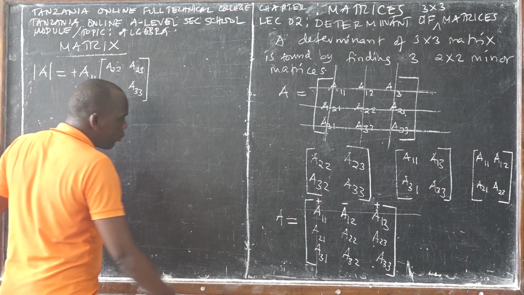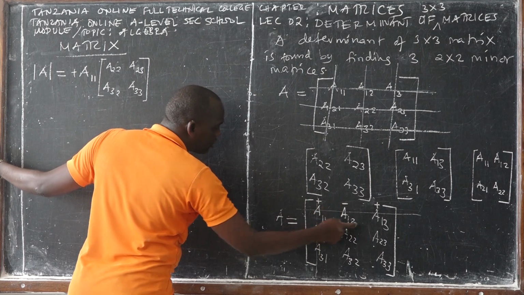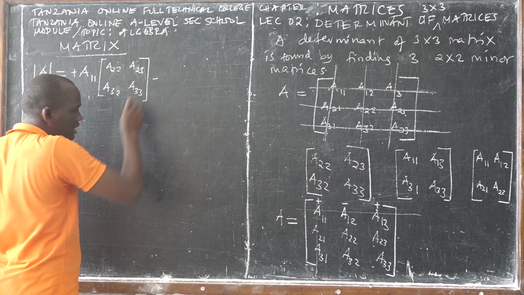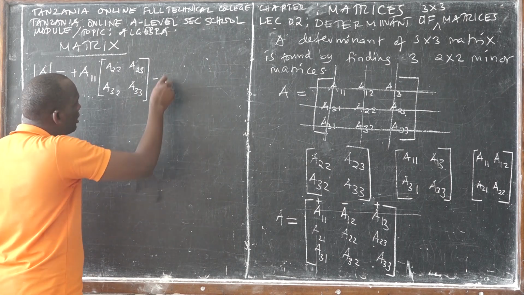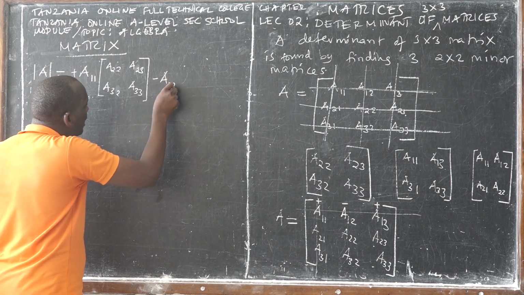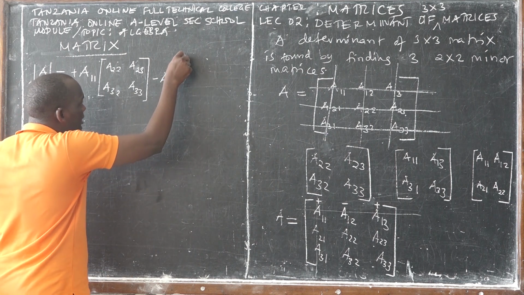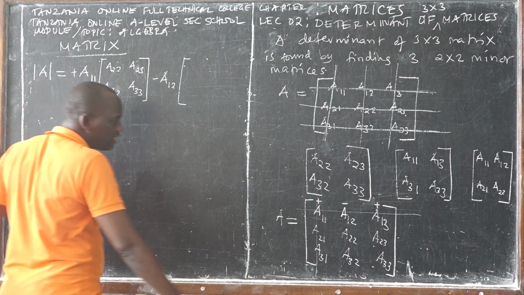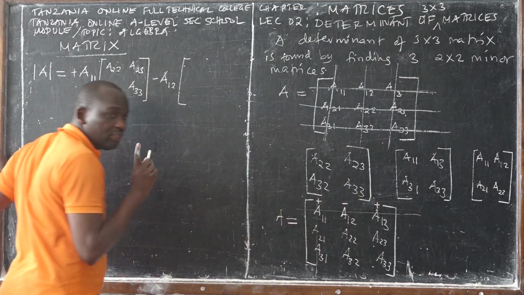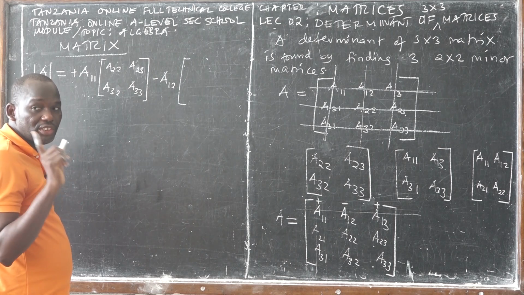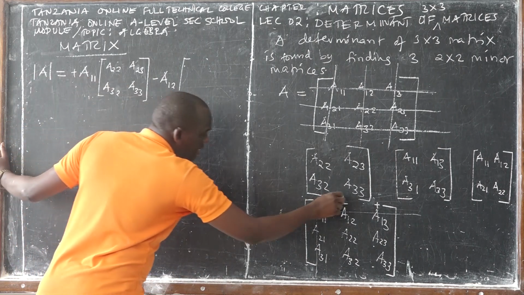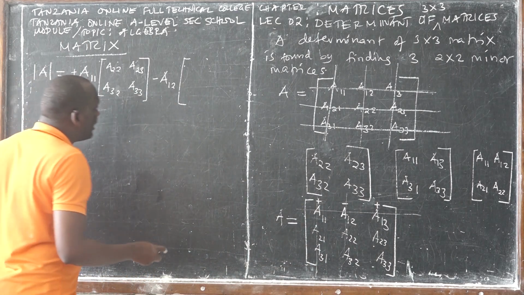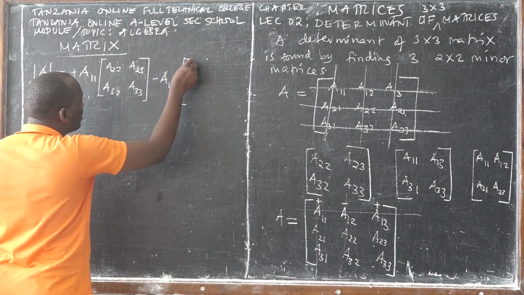Then we move. What sign did we introduce for the second element? Negative. Negative what? A12. Then we are going to formulate our second minor matrix. We always delete the first row, and we have deleted the second column. So you delete the second column. What are the elements that we remain with?